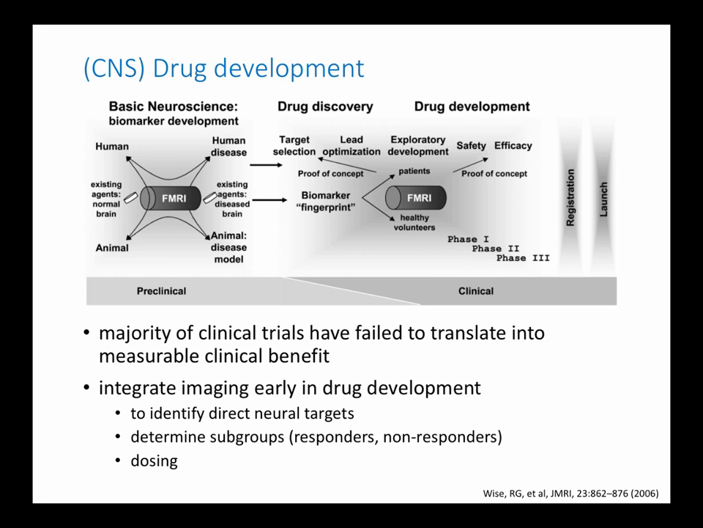Because a lot of the clinical trials basically fail, you might want to put imaging in early in the process so that you can identify the target directly, so that you know the drug is actually going to work before you put it forward to the further phases of the clinical trial. You also might be able to identify subgroups of patients that might actually benefit from the drug, rather than having to try it across thousands and thousands of people. You might find a couple of hundred people that it actually works for.